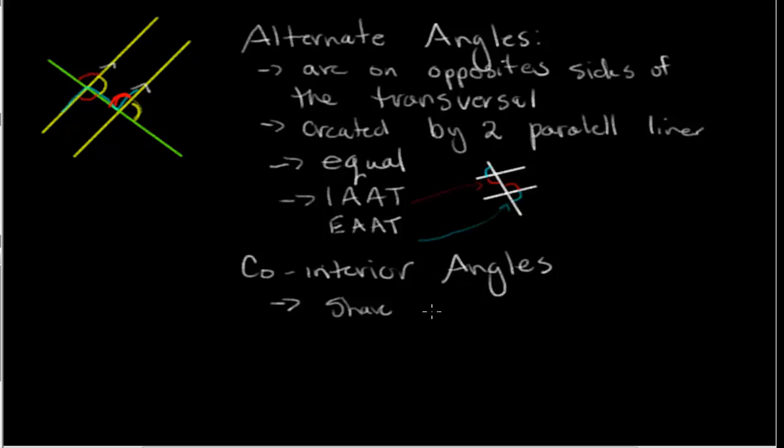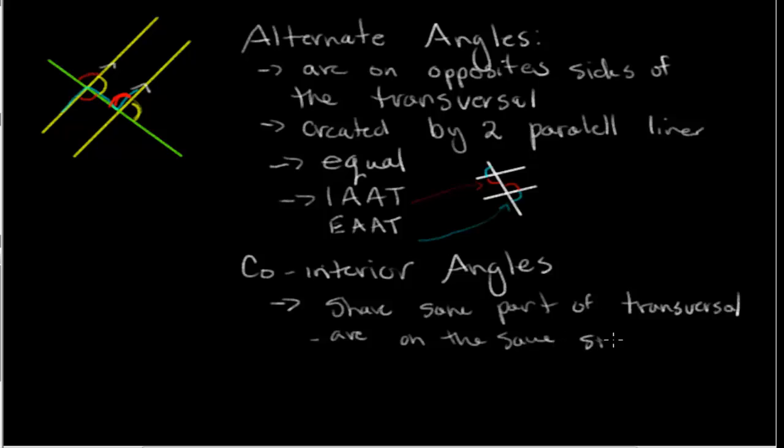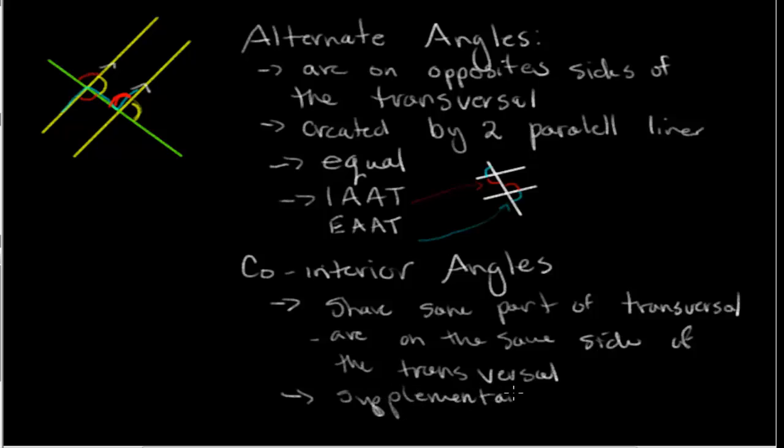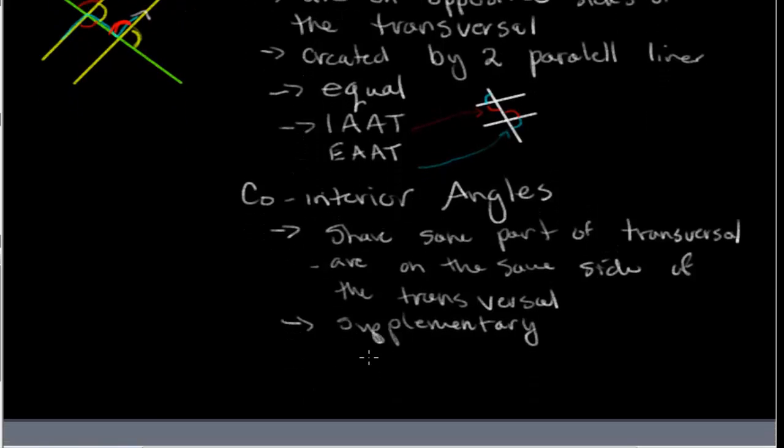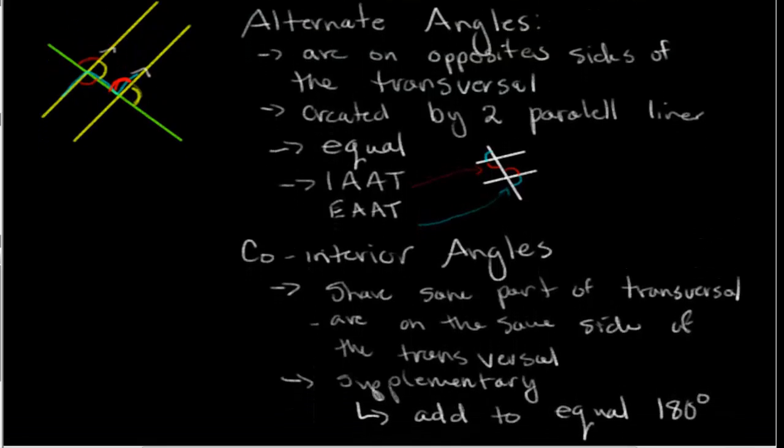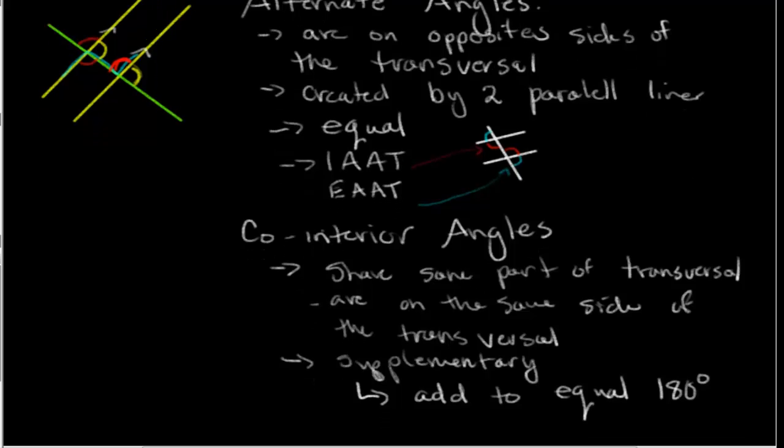So co-interior angles are angles that share the same part of the transversal, are on the same side of the transversal, and because they are supplementary, they therefore add to equal 180 degrees.